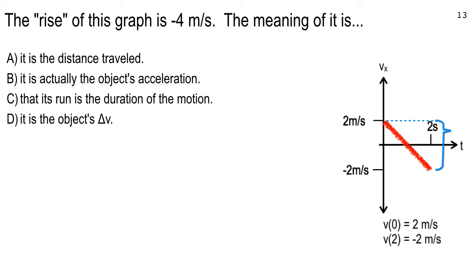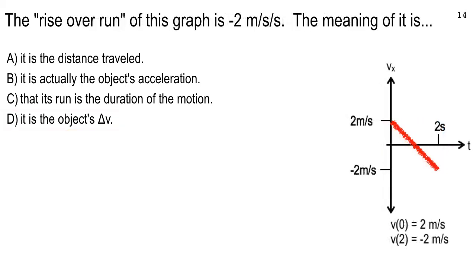The object's acceleration. No, you know what the acceleration is? Let's do this question. The rise over the run. The graph is, so this is like you take the rise, divide it by the run. The run is 2 seconds, the rise is -4. So -4 meters per second divided by 2 seconds is -2 meters per second. So what is that actually equal to? If you did the reading, you know.